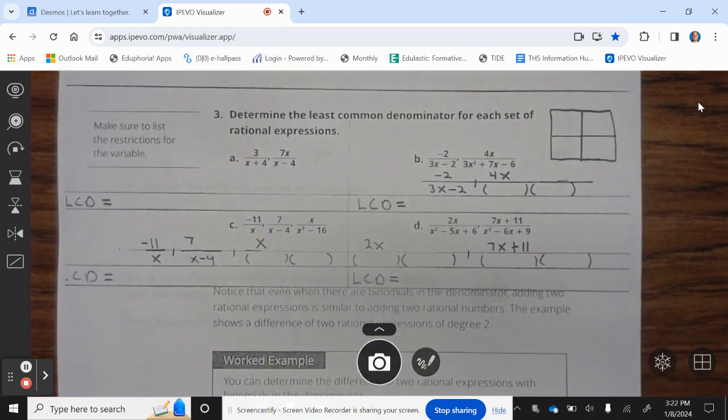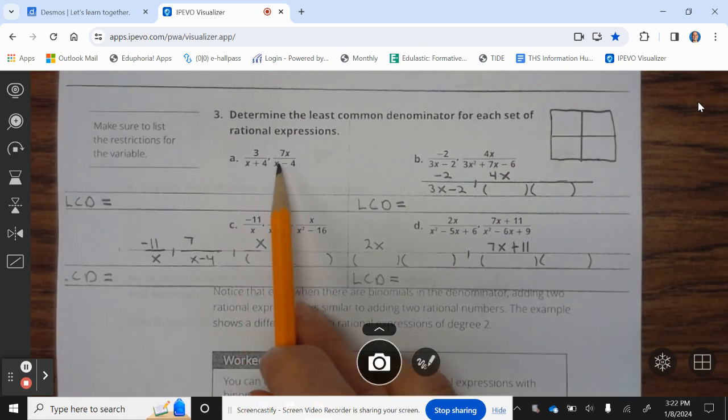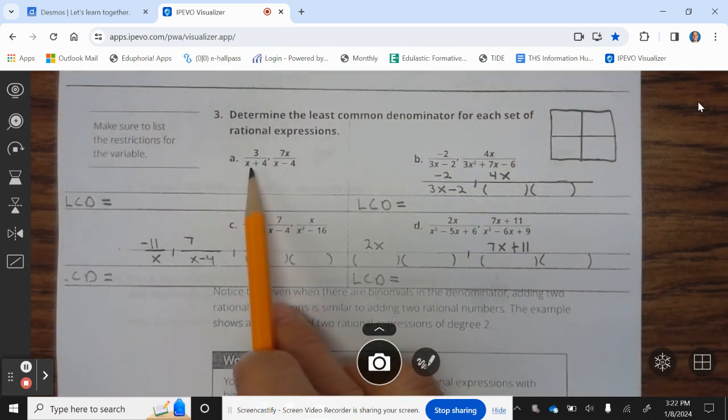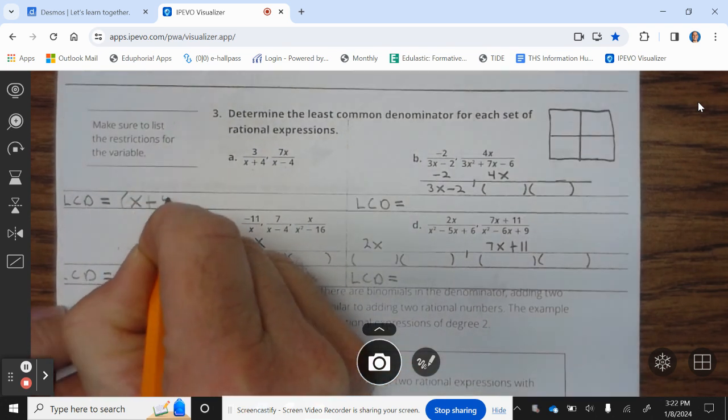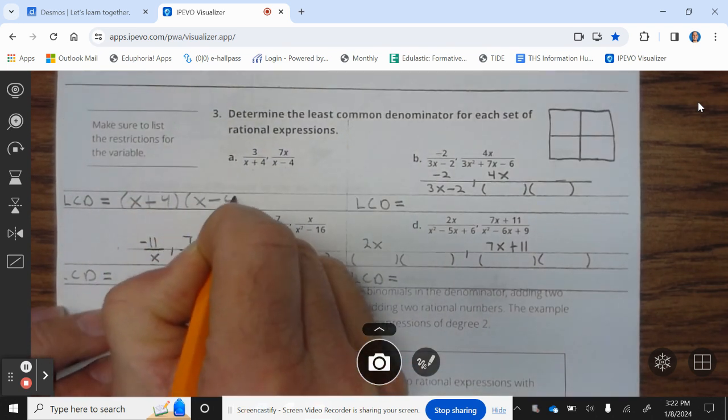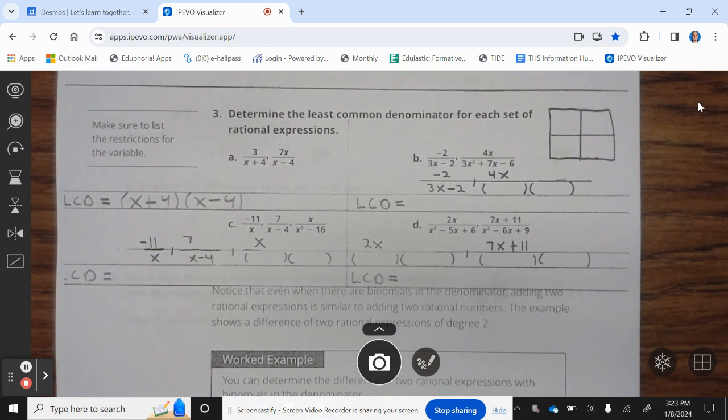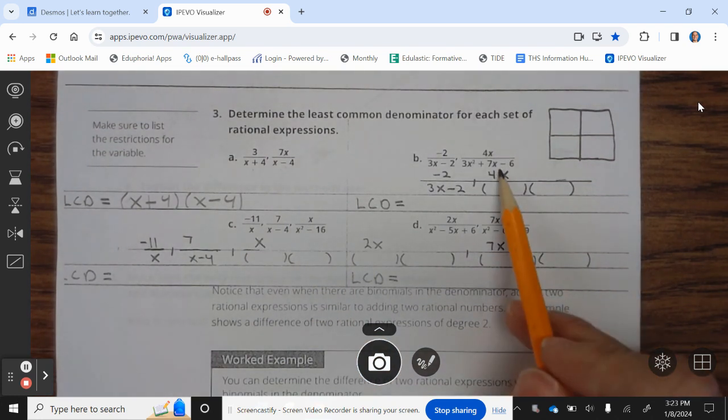All right, 3. Determine the least common denominator for each set of rational expressions. The denominators in A are factored, and the least common denominator is multiplying the factors together, so that would just be x plus 4 times x minus 4. All right. Now, before we can find the LCD for B, we have to factor this denominator.